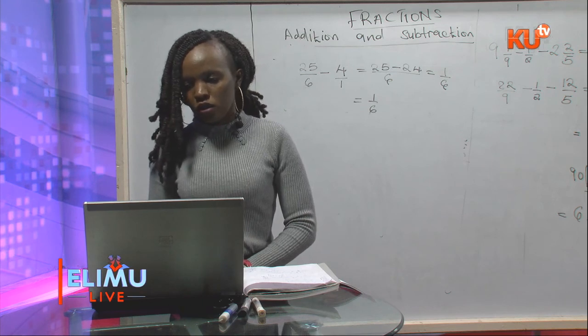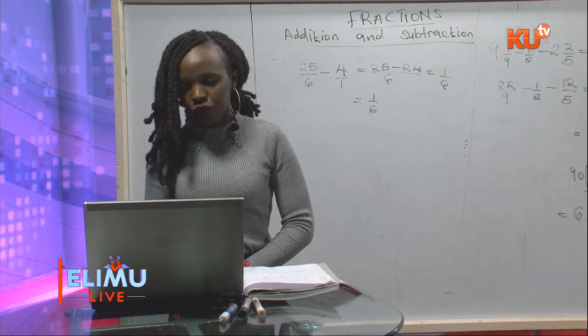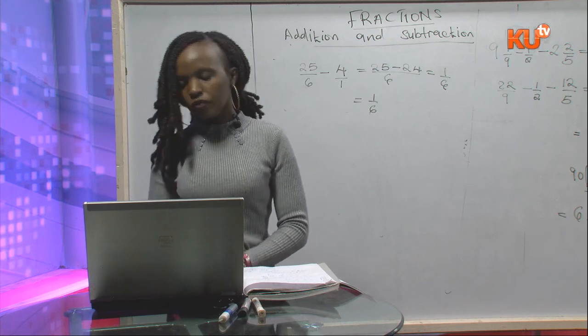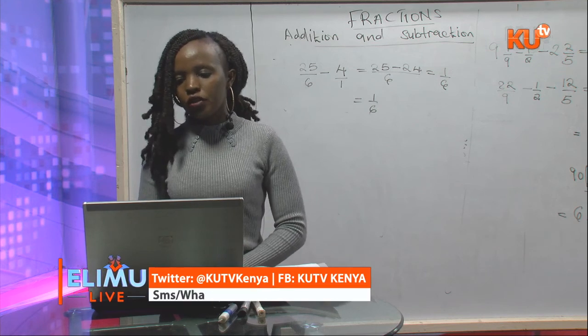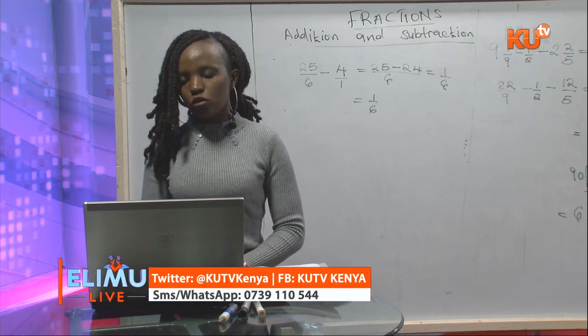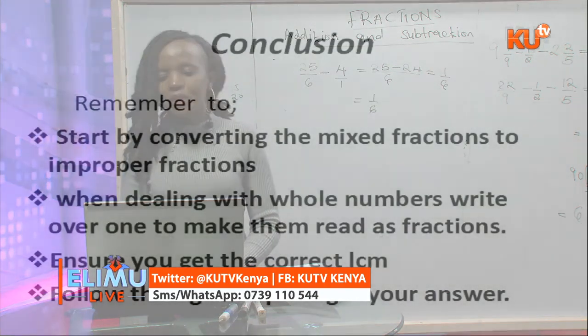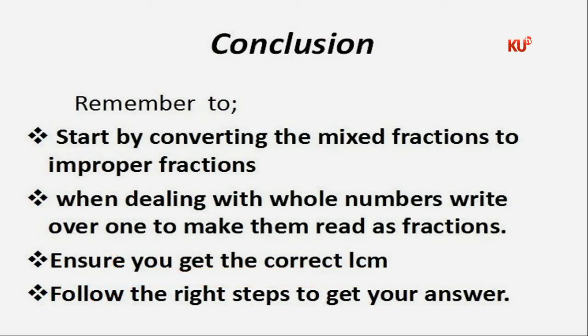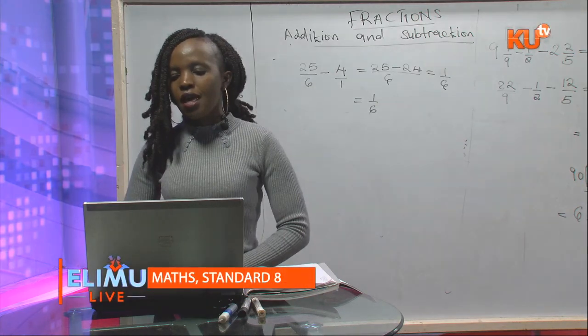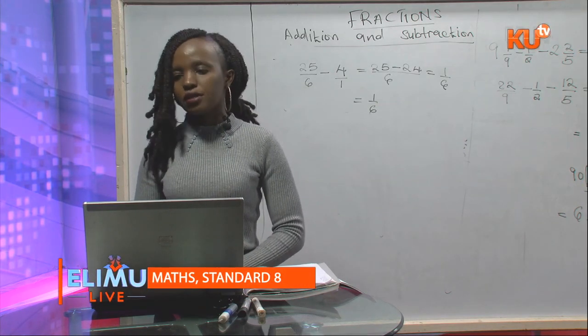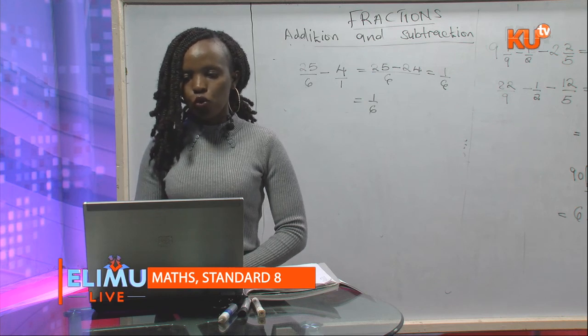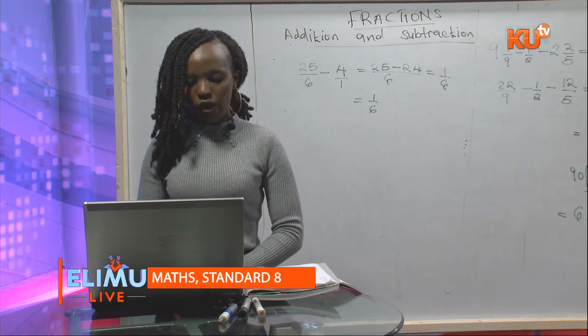Those people who had questions, I hope I've answered you. Now, we have come to the end of our lesson. Remember, every time you are dealing with mixed fractions, it's good to convert them to improper fractions. When dealing with whole numbers, write them over 1 to read as fractions. Anytime you are getting the LCM, ensure you get the correct LCM, because the moment you get it wrong, whatever you do is going to be wrong. And lastly, follow the right steps to get your answer.